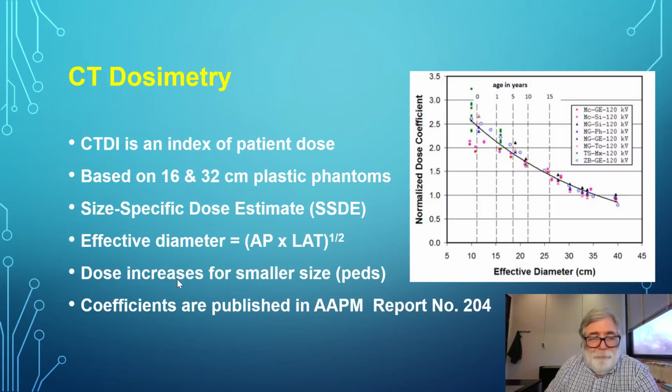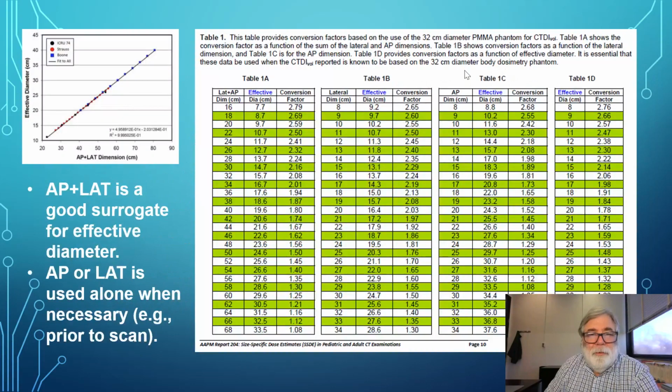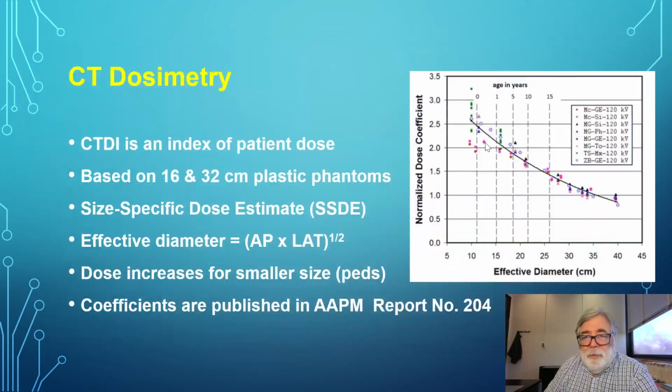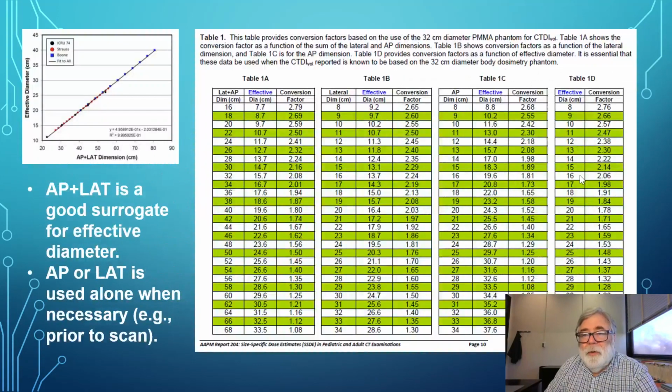I'm going to put it in Banner for you, and in that report, you'll find tables that show, as a function of effective diameter, what those conversion factors are, which are the same numbers that are on this curve. So as you get to about 34 centimeters, it's close to 1. Dose that's measured in the central axis is the same as the dose that's being delivered. As you get smaller, it almost triples down to 8 centimeters.